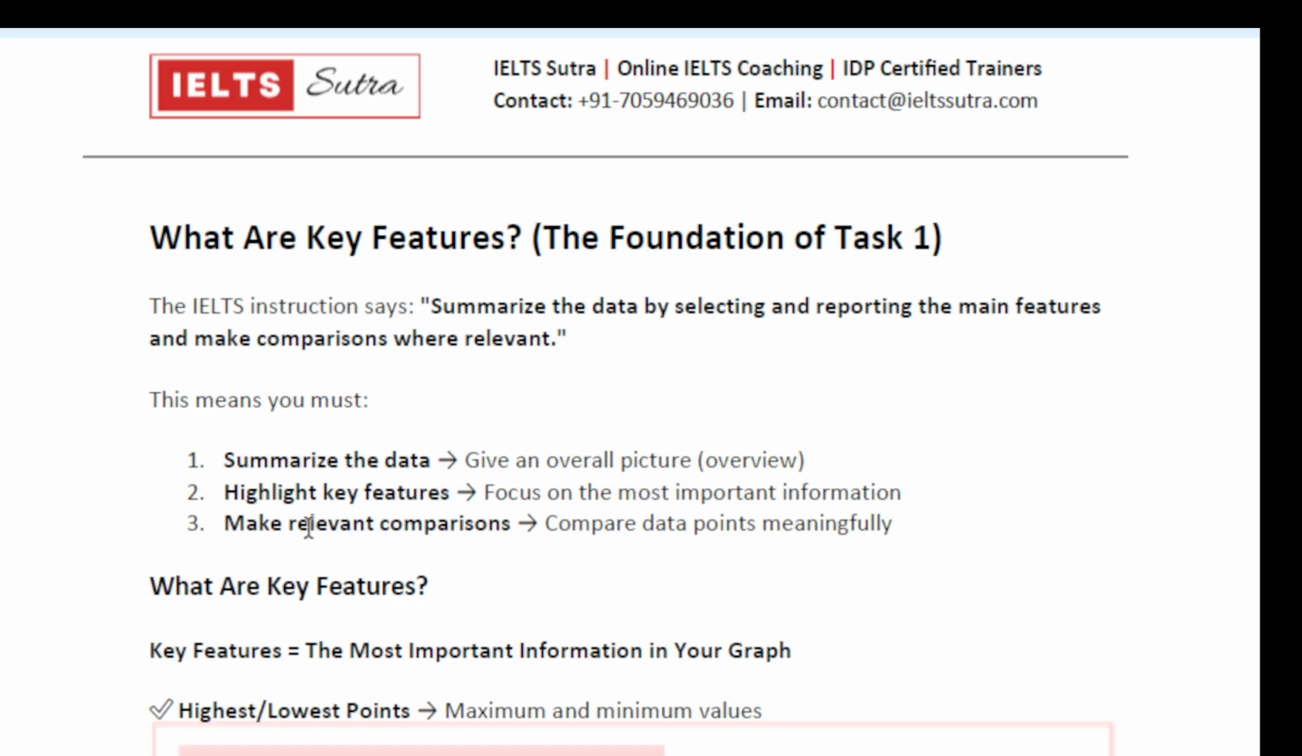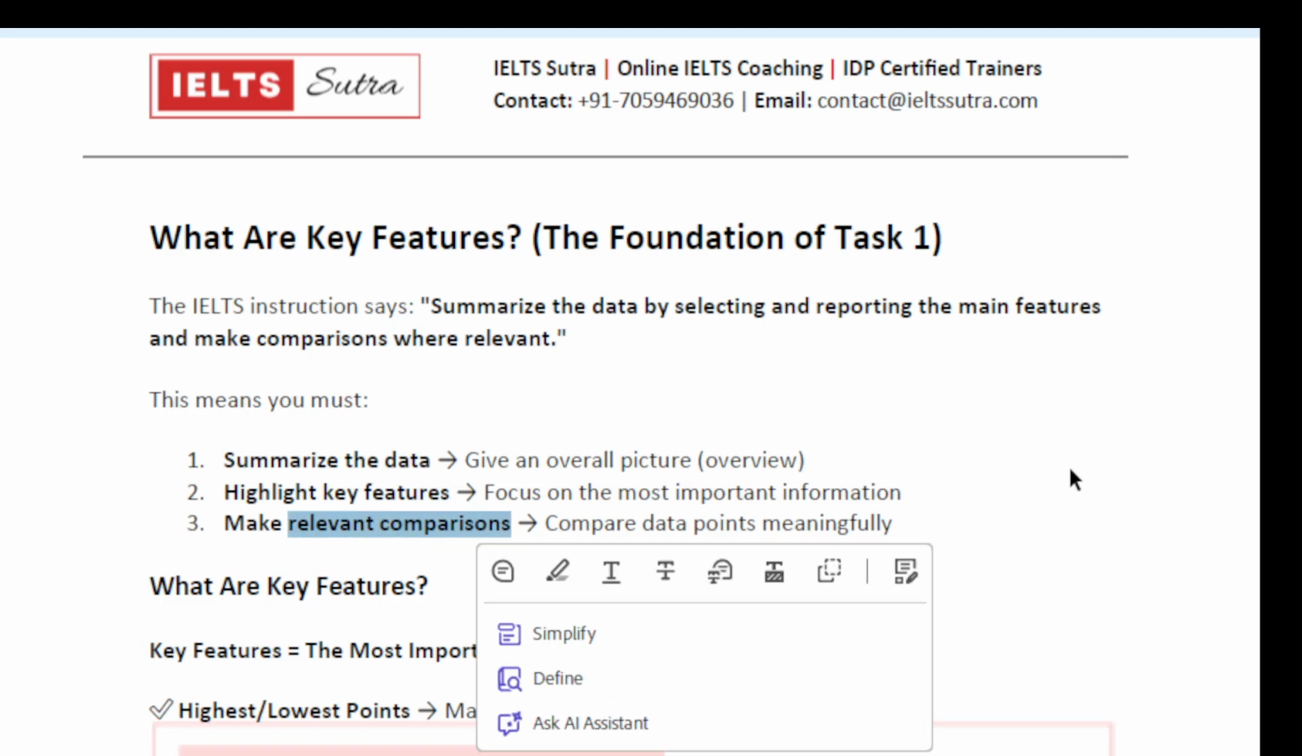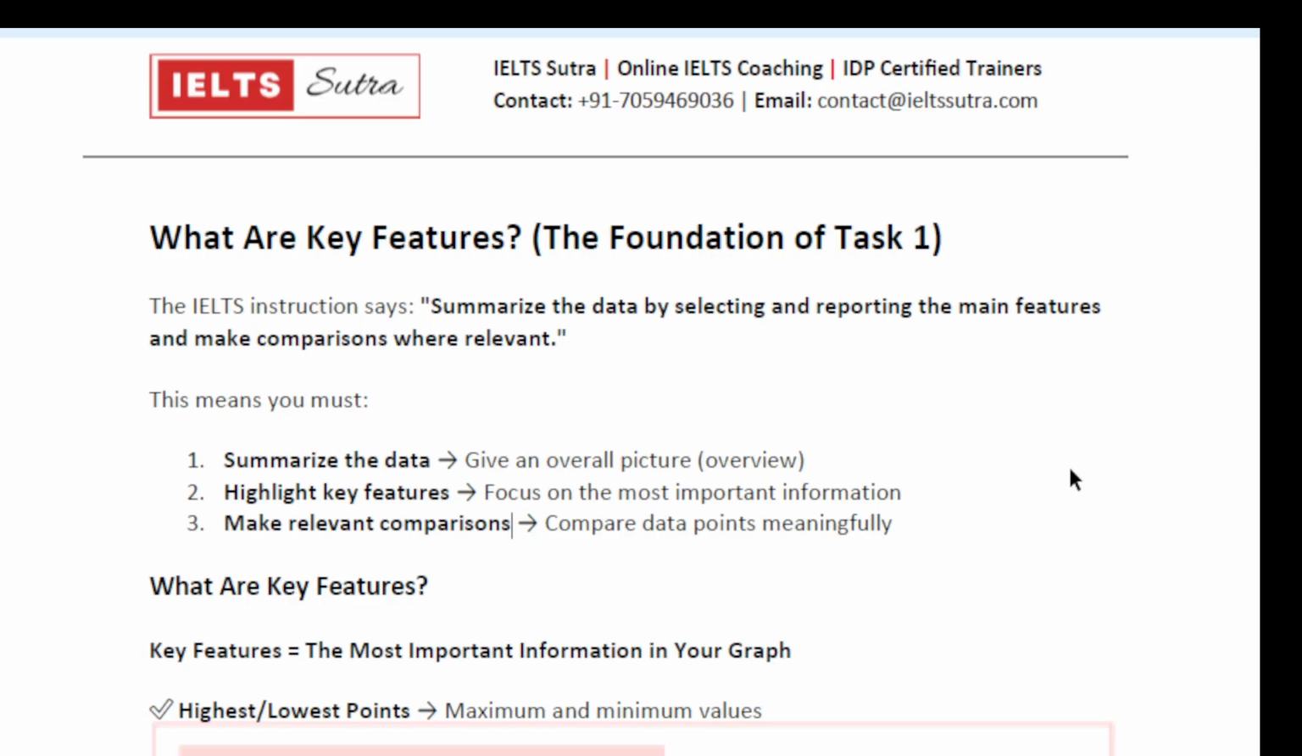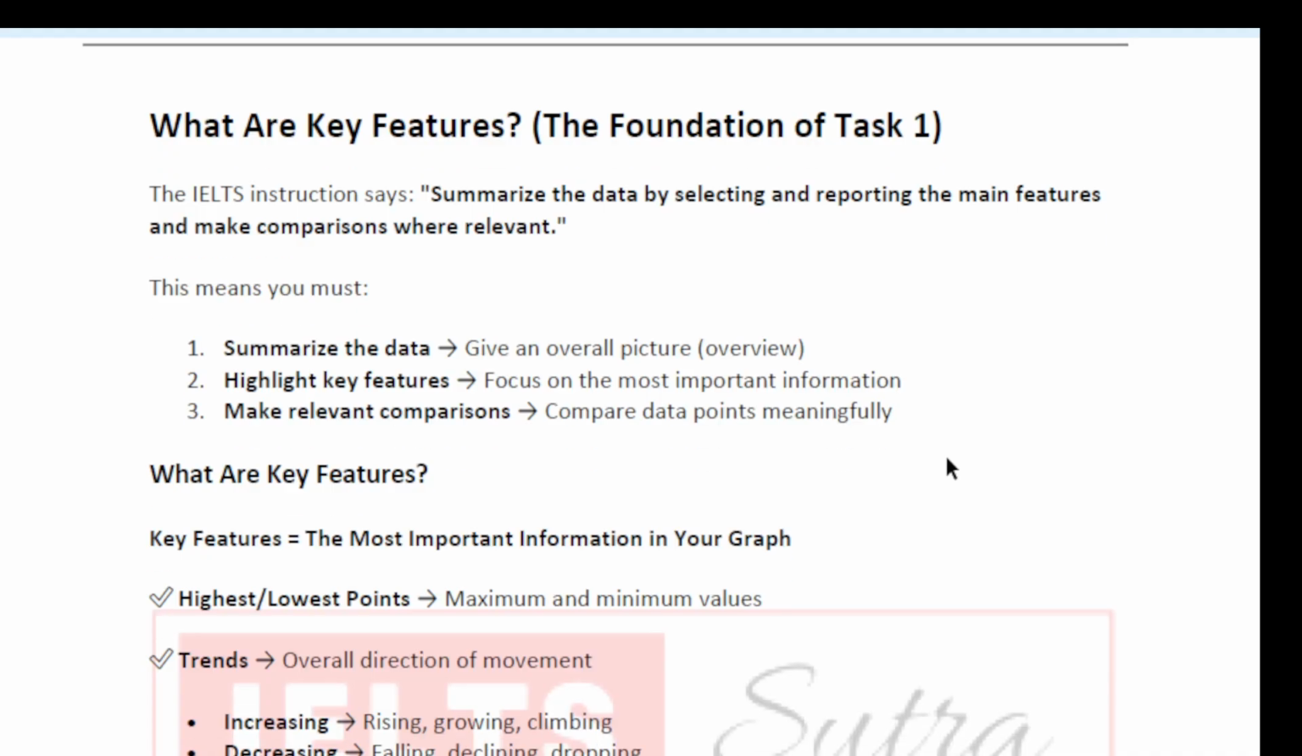Third thing is that you have to make relevant comparisons. Now, the comparisons can be of different types. You can make conceptual comparisons, or you can make figurative comparisons, like you can compare the figures. We will look into that also later on. But the most important of all of them is how do you identify the key features. So let's discuss the key features.